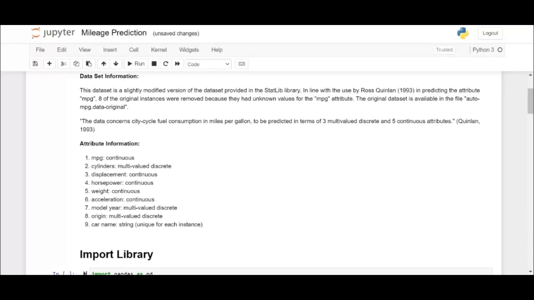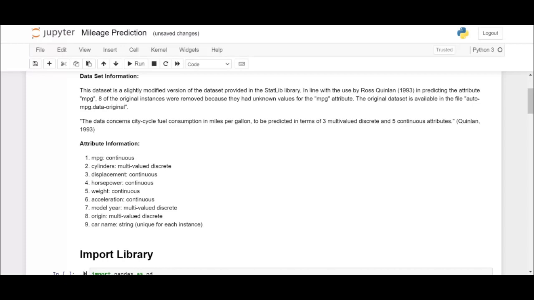Like for example, a car has 3 cylinders, 4 cylinders, 6 cylinders. Displacement is the total displacement in the engine. What is the horsepower of a vehicle? What is the total weight? Because your mileage depends upon the weight. So the more the weight, the lesser will be the average of the vehicle. Similarly, the more the displacement, the lower the average. The more the power, the lower the average. So the bigger the vehicle, the lower the average.